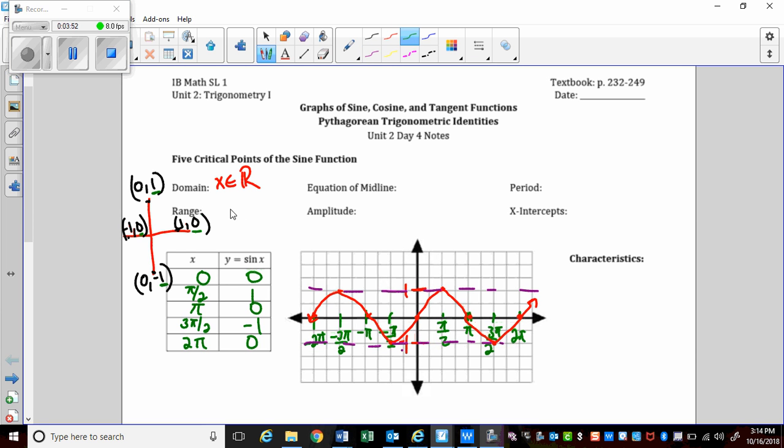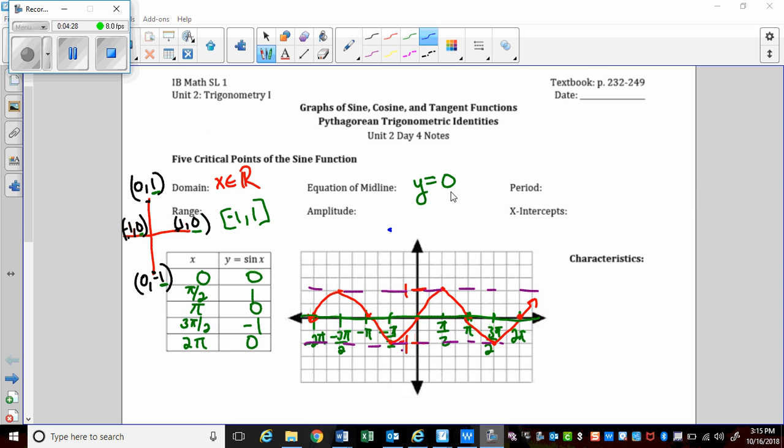So my range is going to be between 1 and -1, and they do include 1 and -1. So we're going to use the brackets. We always put our smallest number first and then our bigger number. My equation of a midline, this is going to be important when we start shifting our functions. The equation of the midline is going to be the line. It's going to be kind of like an axis of symmetry, but the line that kind of cuts our trig function in half. And in this case, it's going to be y equals 0.